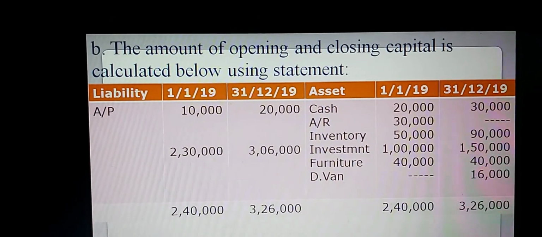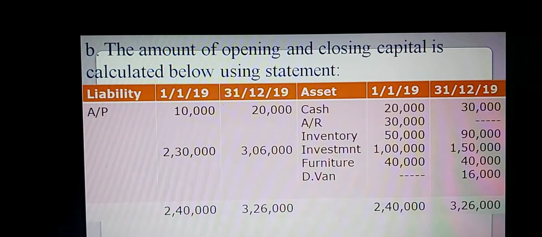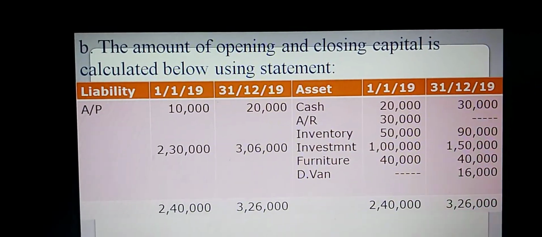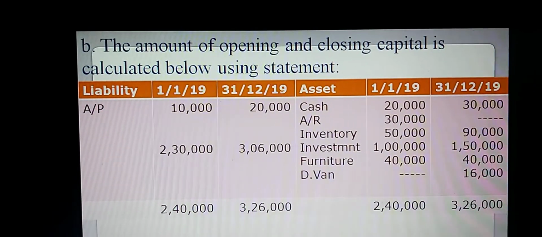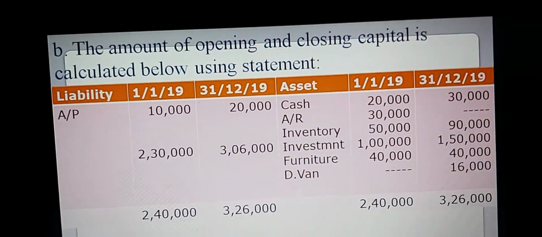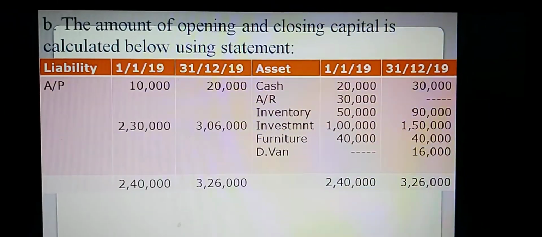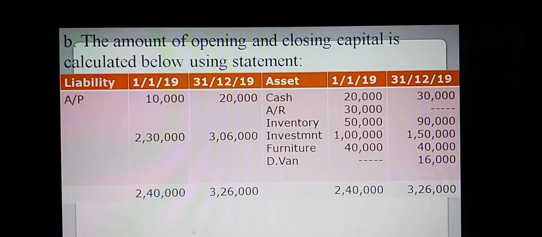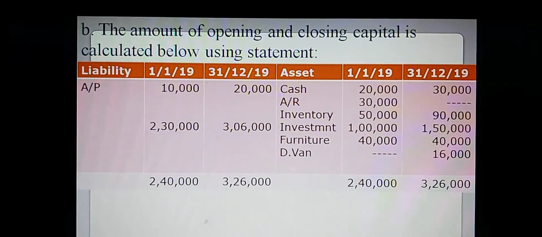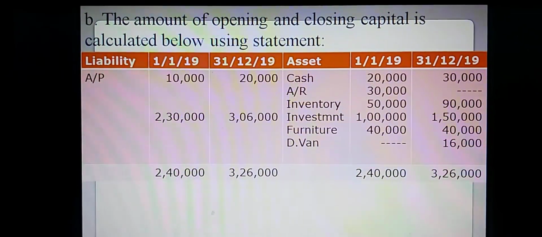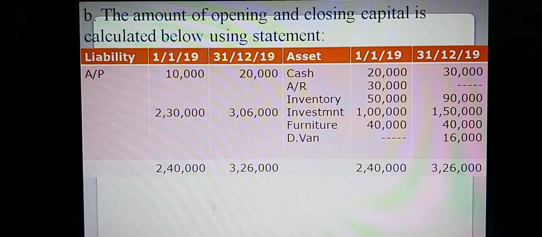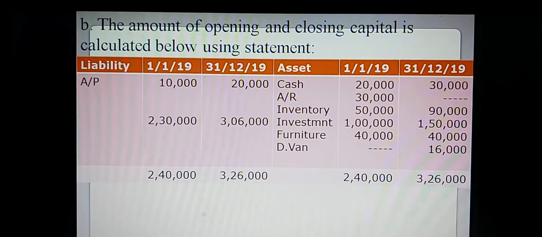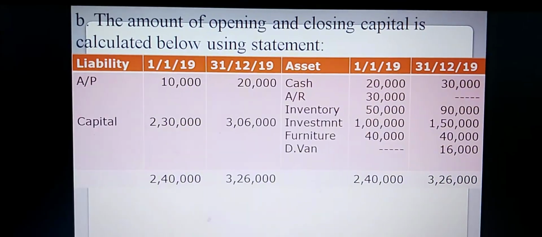at the beginning time, that is 1/1/19, that is 1st January 2019. Another column on the left side, 31st December 2019, that is the closing amount of liability. On the right side, assets: the first column on the right side, second column 1/1/19, that is the opening amount of assets. In the last column of the right side, 31/12/19, that is the closing amount of assets.